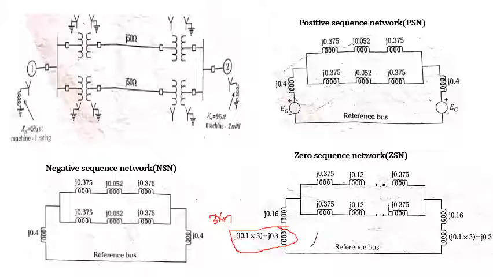Okay, so what is the value you got? It is 0.1 multiplied by 3, you will get 0.3. So 3Xn. Then here it is grounded, so this series switch gets closed to the reference. Then the transformer, look at this transformer, both sides are grounded, so both the series switches get closed, and for this transformer as well.